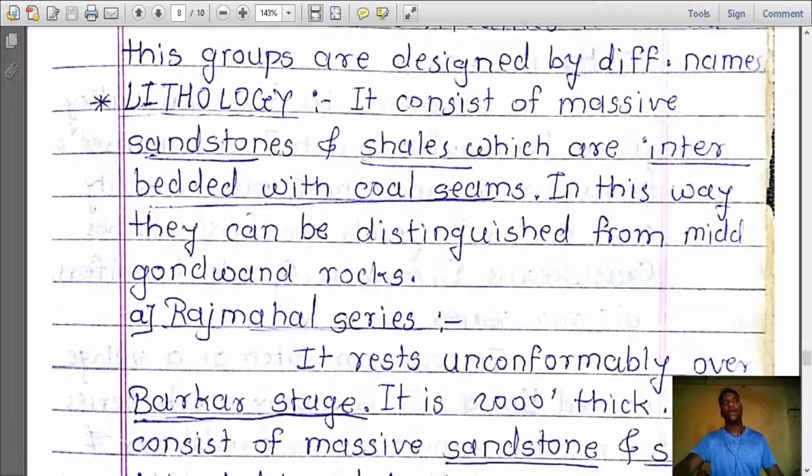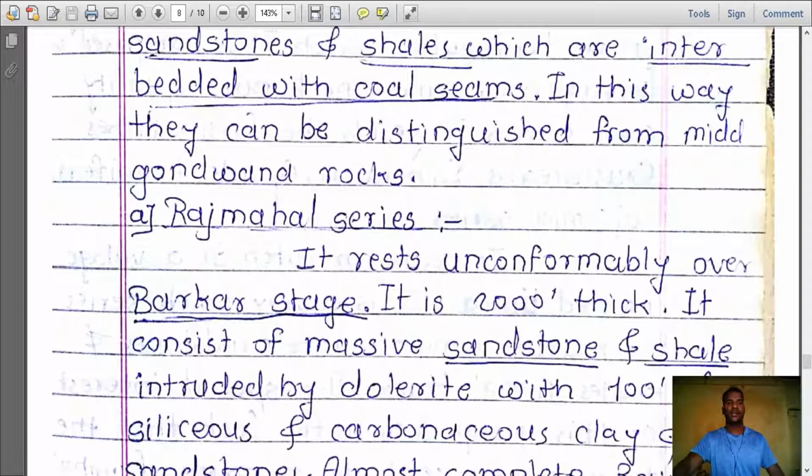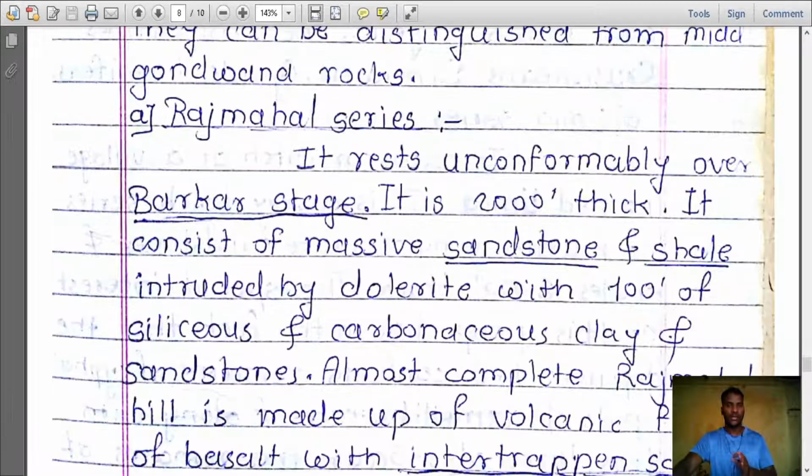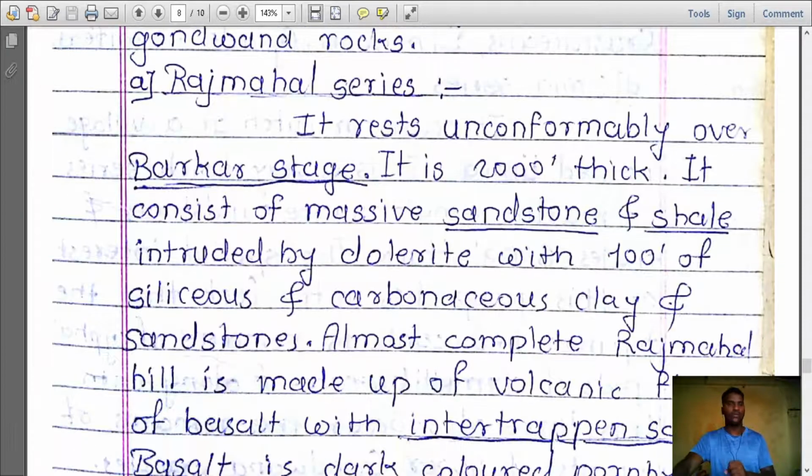Upper Gondwana is divided into Rajmal series. It rests unconformably over Barakar Stage. It is 2000 feet thick. It consists of massive sandstone and shale intruded by dolerite with 100 feet of siliceous and carbonaceous clay and sandstone.